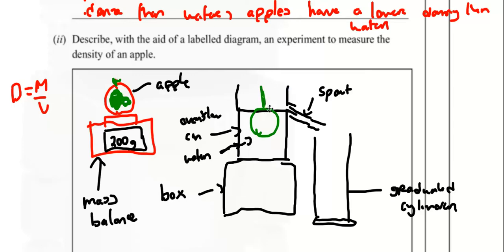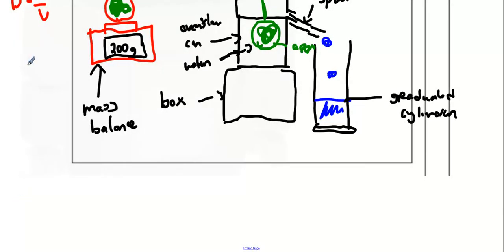Okay, so we just have apple and pin again. So this is the apple, this is the pin, and then we have the overflow of water coming out and into the graduated cylinder, which measures the amount of water. So for argument's sake, we could say, I don't know, it doesn't really matter what the numbers are, to be honest.